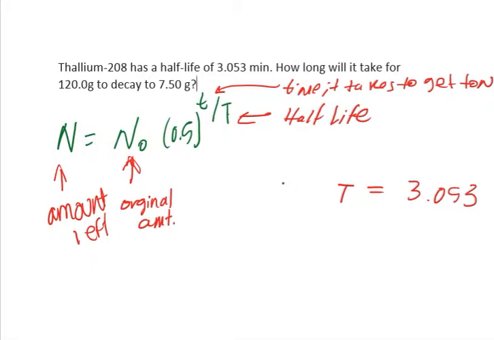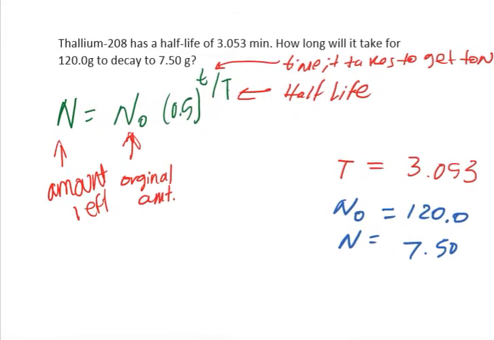And now it says, how long will it take for 120 grams to decay to 7.50? So 120 means I start off with 120, the original amount, N naught. It wants 7.50 to be left, so that'd be N. N is equal to 7.50.